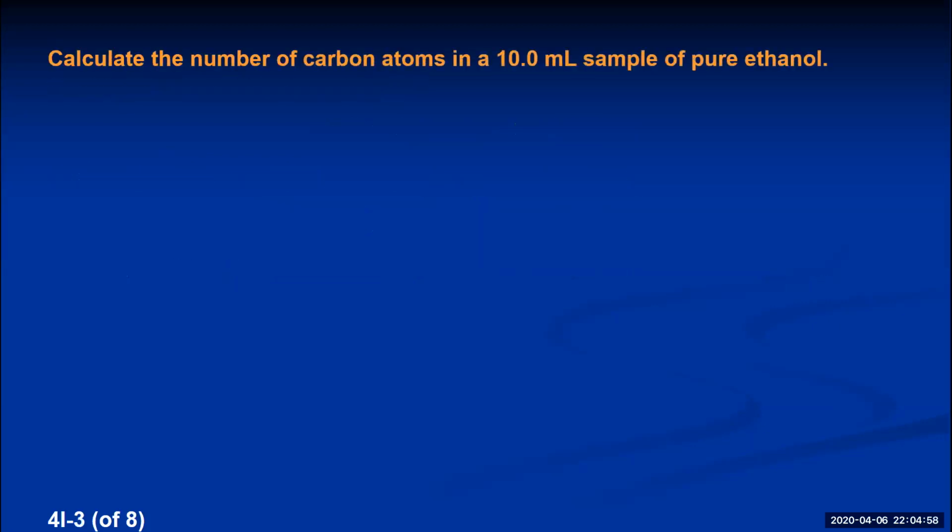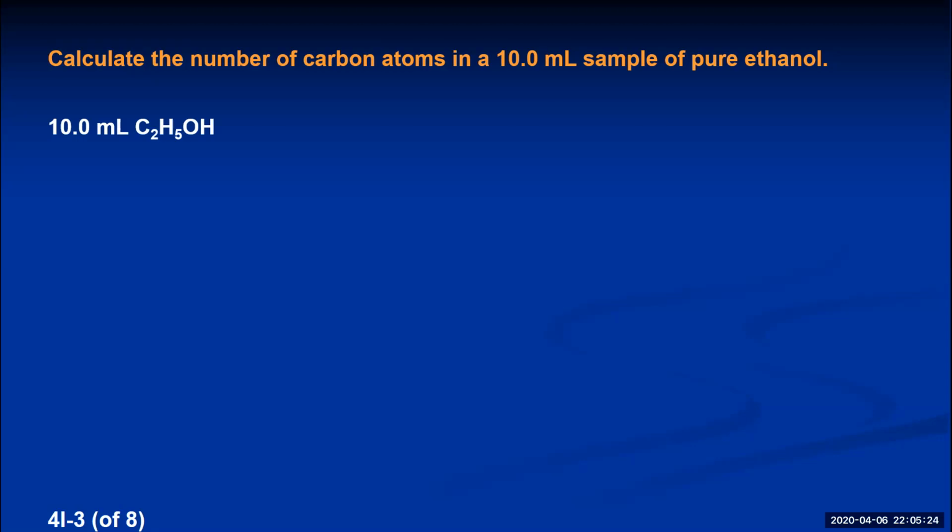Let's try this. Let's calculate the number of carbon atoms in a 10.0 milliliter sample of pure ethanol. Similar to the last problem, only now we're not trying to calculate the number of ethanol molecules, we're trying to calculate the number of carbon atoms, and let's show you how we wind up doing that. If we start with the volume of the ethanol, which is given in the problem, 10.0 milliliters, we can convert this into grams by using ethanol's density.